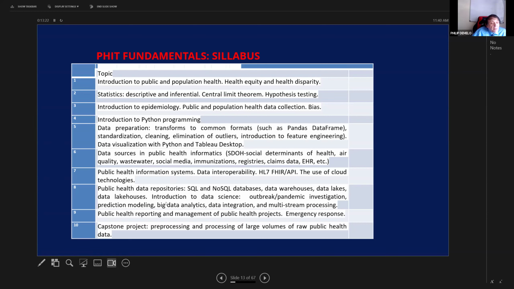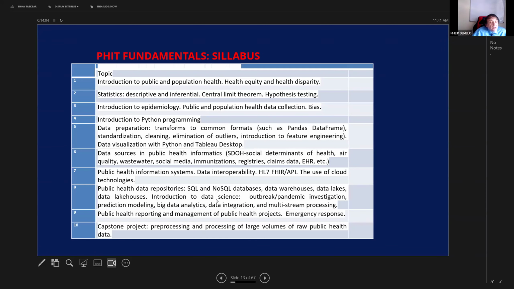Public health data repositories, we taught them SQL, NoSQL databases, data warehouses, data lakes, data lake houses, and migration, for instance, of data to a data lake house or data lake, where we can integrate data with different structures, semi-structured, unstructured. Then we introduced data science, outbreak, pandemic investigation, prediction modeling. Prediction modeling, this is quite an important task that I will discuss a bit later. The big data analytics, data integration, multi-stream data processing.